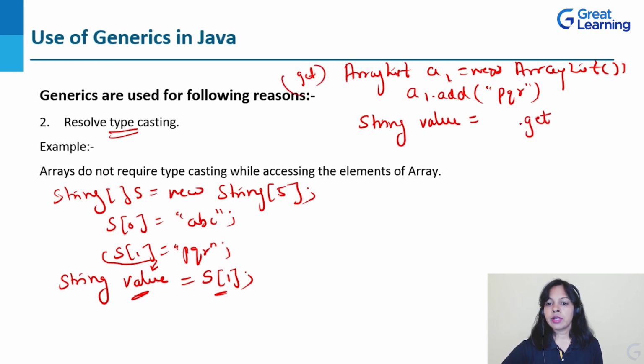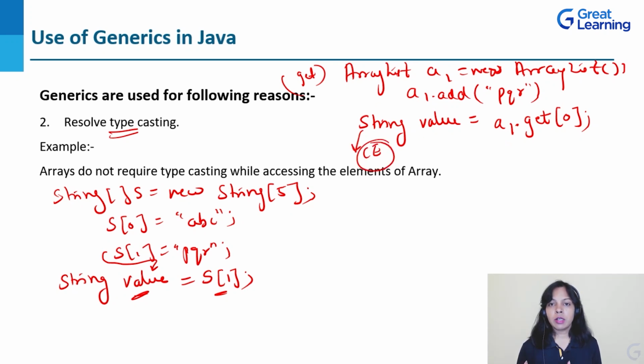So get, now get what? A1.get at the 0th index, that is the first value. So only one value as of now I have inserted, PQR, so it will be stored at the 0th index itself. So from the 0th index I want to fetch the value. If I write like this, it is going to throw a compile time error.